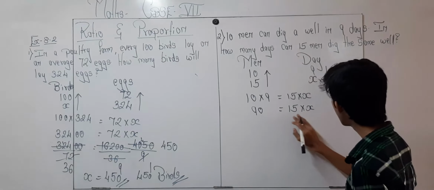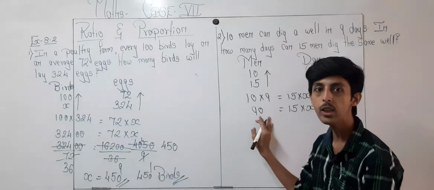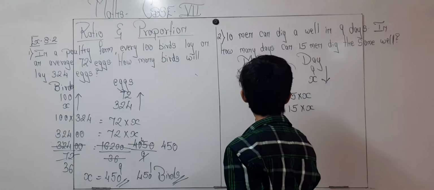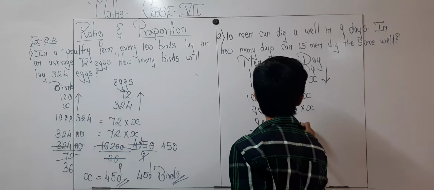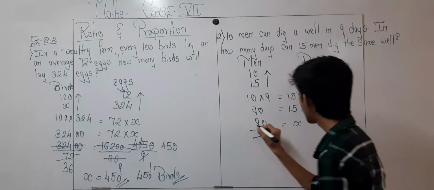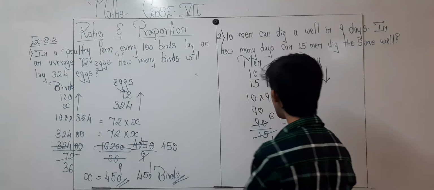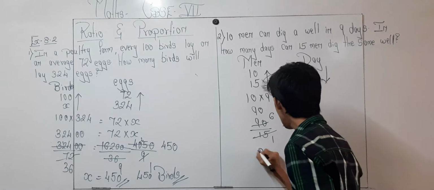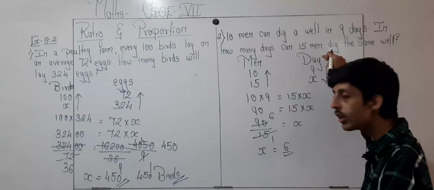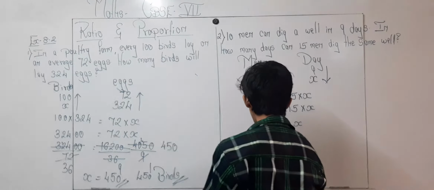Now my 15 is multiplied over here. When I take it to the other side, it will get divided. So 90 upon 15 is equal to x. Now 15 1 is 15 and 15 6 is 90. So what is the value of x? x is equal to 6. What is my x? x means days. So how many days are required?